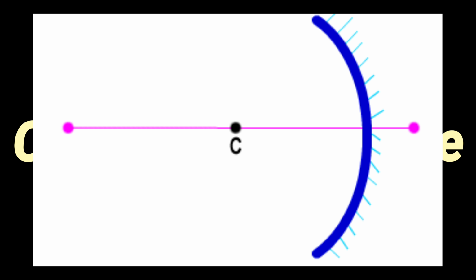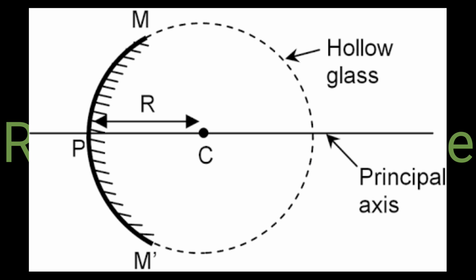Center of curvature is the center of the sphere through which the spherical mirror is cut out. It is denoted by symbol C. Radius of curvature is the distance between the center of curvature and the pole of the spherical mirror. It is denoted by R.